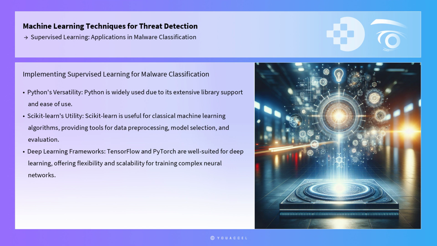Scikit-learn is particularly useful for classical machine learning algorithms, providing a range of tools for data preprocessing, model selection, and evaluation. TensorFlow and PyTorch, on the other hand, are well suited for deep learning applications, offering flexibility and scalability for training complex neural networks.